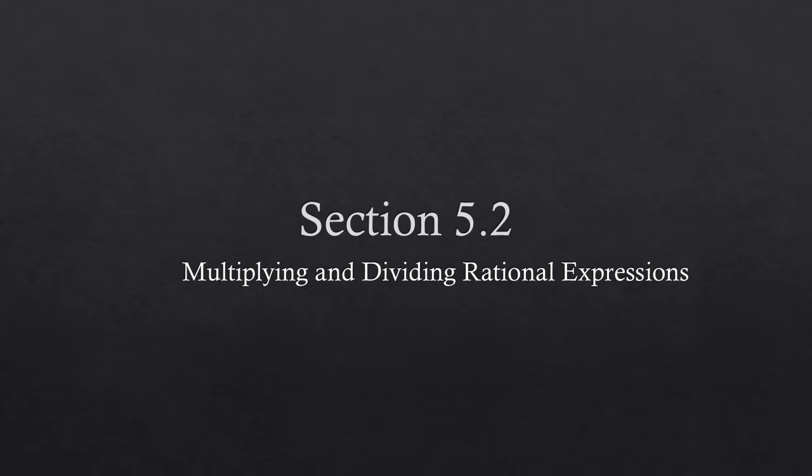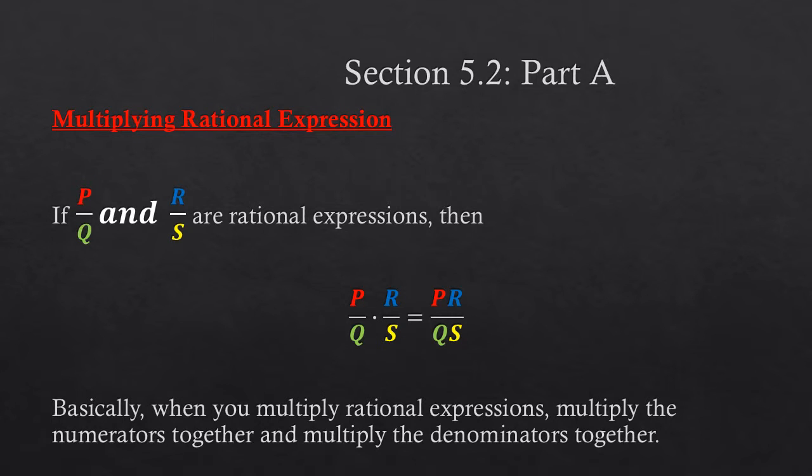Section 5.2, multiplying and dividing rational expressions. Multiplying rational expressions. If p over q and r over s are rational expressions, then p over q times r over s equals pr over qs. Basically, when you multiply rational expressions, multiply the numerators together and multiply the denominators together.